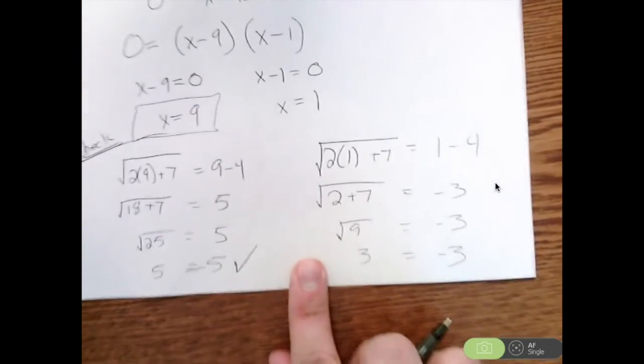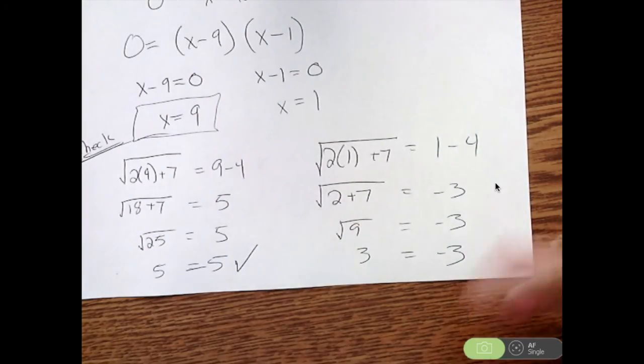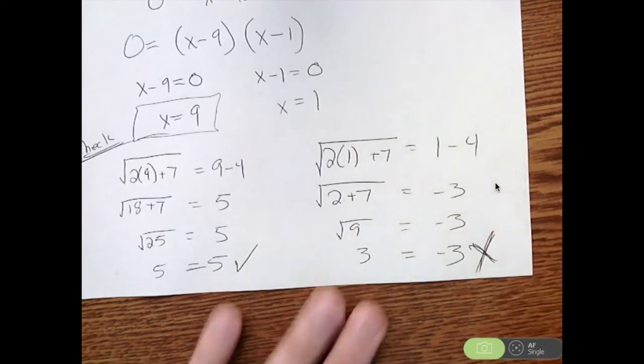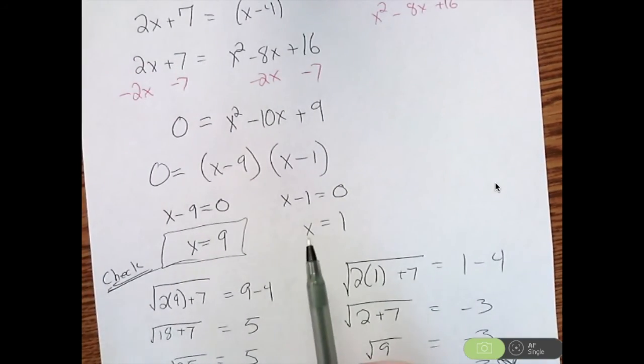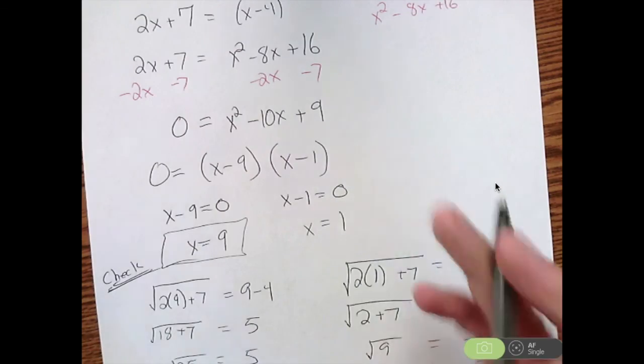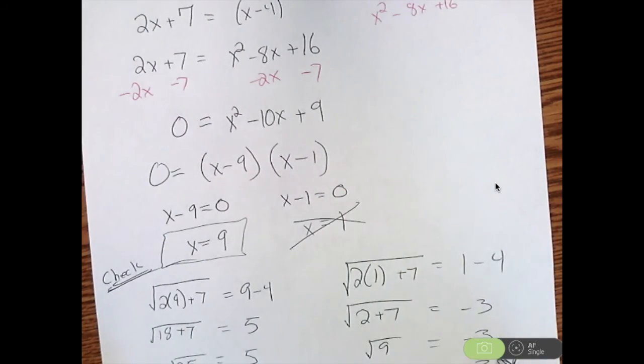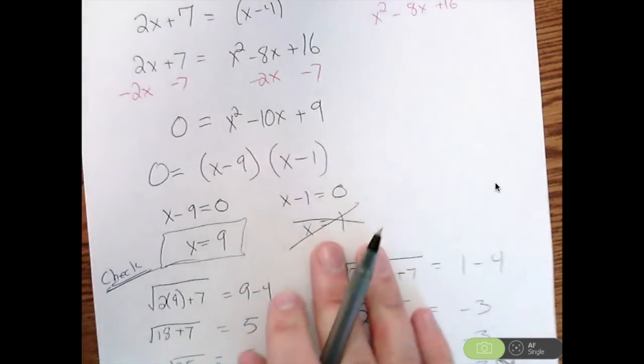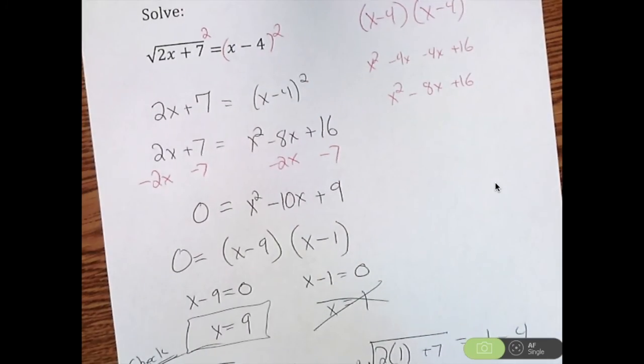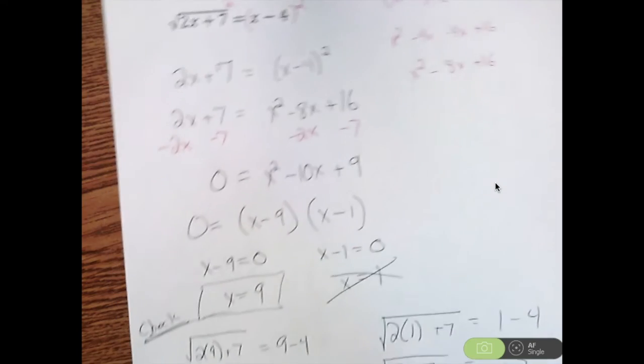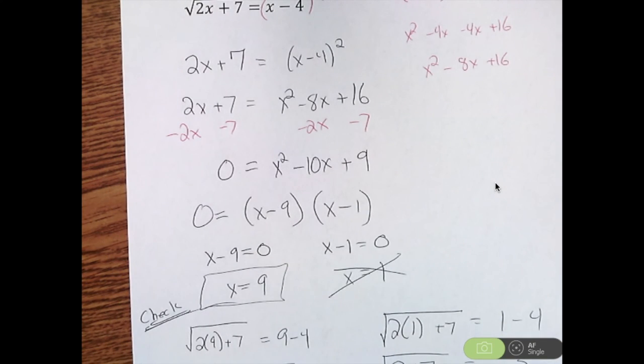That is an issue. 3 does not equal negative 3, so that does not check out and work. What that means is we did not do our math incorrectly. That means that this x equals 1 is an extraneous solution. So even though we solved correctly mathematically, it's an extraneous solution and we are not going to use it as one of our solutions. So when we report our answer to this, the only answer is x equals 9.